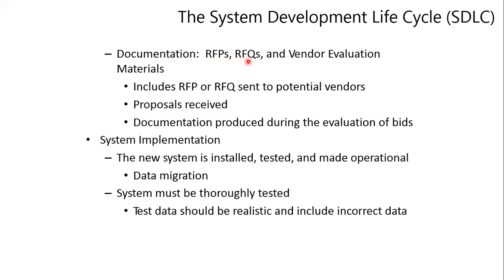Documentation: RFPs, RFQs, and vendor evaluation materials include the RFP or RFQ sent to potential vendors and the proposals received. There are lots of vendors available who can perform this type of task, but who is the best, who can develop the best feature within a minimum cost. So the proposals are received, and documentation is produced during the evaluation of bids.